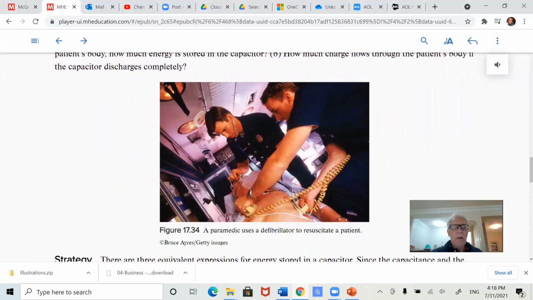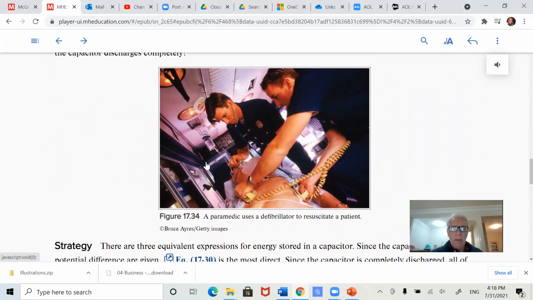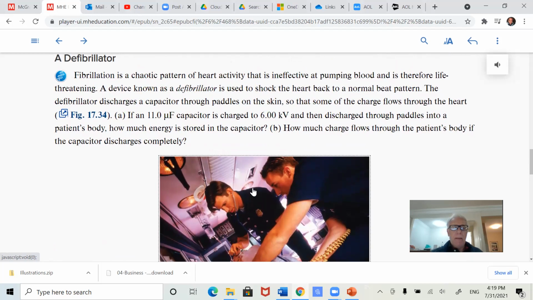Here we go, 17.34, that's the figure right in here. See here, one is the positive, the other is the negative. And this charge is going to be discharged through the heart of the patient, and the current is going to flow either from here to here or from here to there, and it's going to pass through the heart. So we have this 11 microfarad capacitor charged to 6 kilovolts, 6,000 volts, and then it discharges through the paddles into the patient's body.